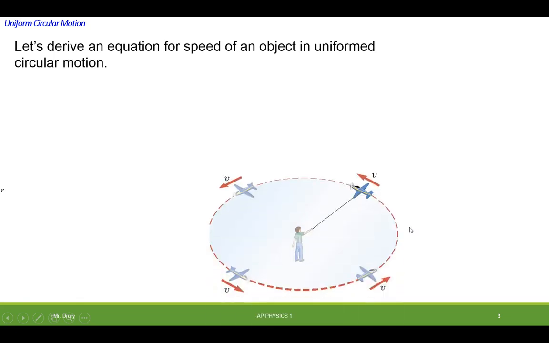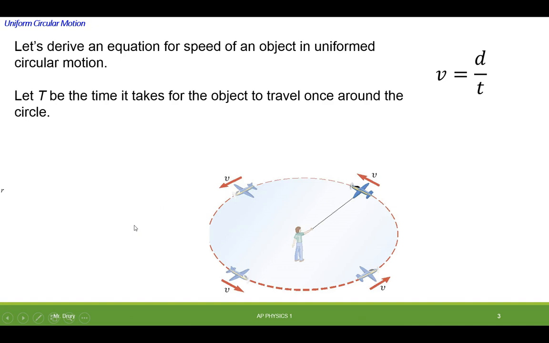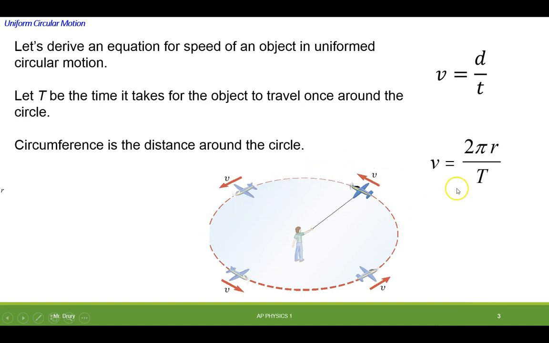Okay, let's derive an equation for the speed of an object moving in uniform circular motion. There we've got the kid with the plane again, and we know that speed is equal to distance over time. So what is the time it takes to go around a circle called? By definition, that's called the period. That's how long it takes to go around one time. And we know the circumference around a circle is really just the distance. So we can replace distance with circumference and time with the period.